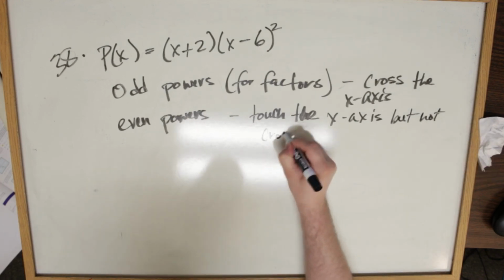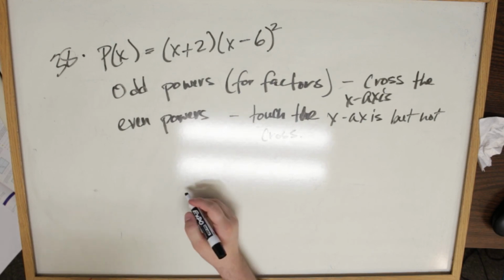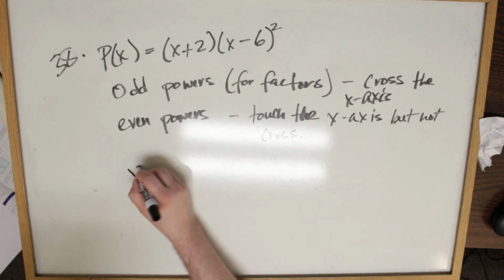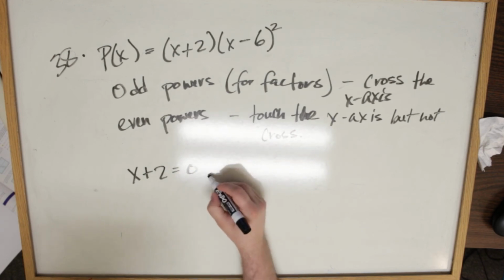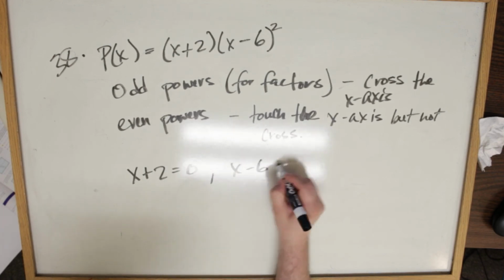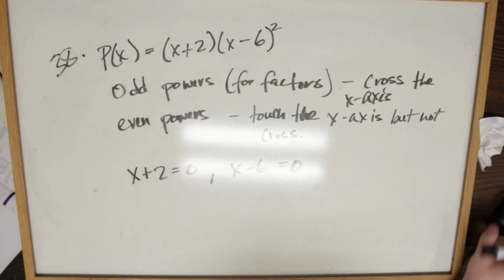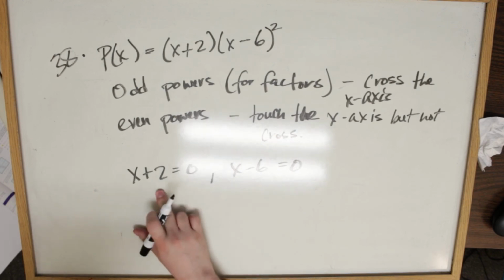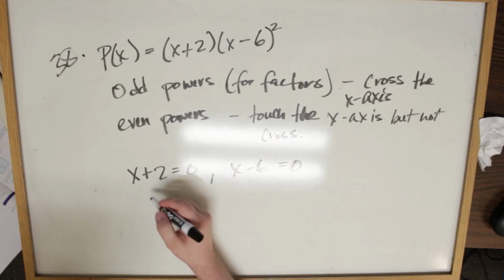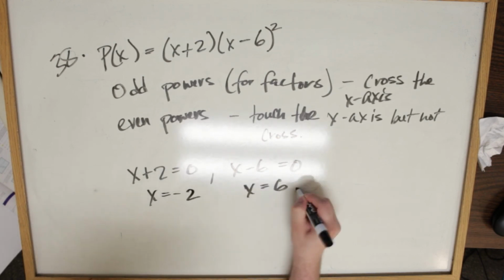So, yeah. Even powers, it'll touch the x-axis but not cross. I'm going to show you what this looks like in Wolfram Alpha. In this example, we're going to do each factor and set it equal to 0. So x minus 6 equals 0, x plus 2 equals 0, and then we just solve. You do not need to worry about the exponents here. So x is going to equal minus 2, and x is going to equal positive 6.